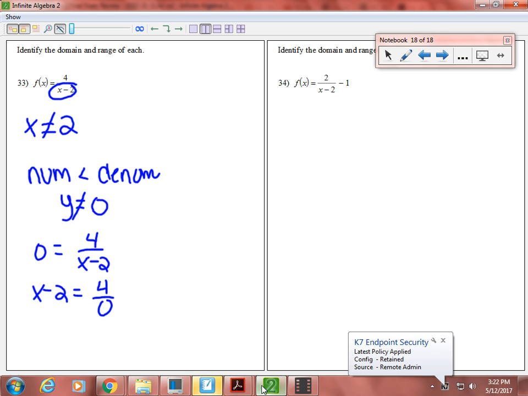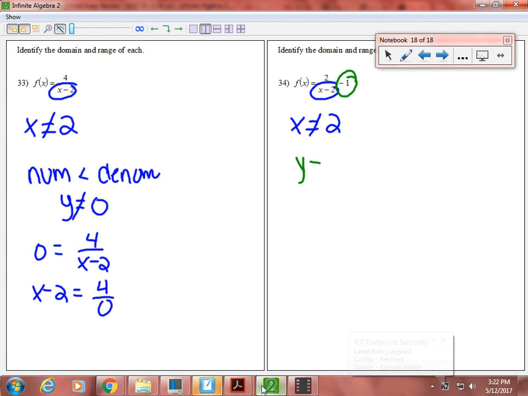34. So this one, my x value, x can't be equal to 2 because that would make it undefined. And my range deals with what's out here. So my range, my y value can't be -1 because remember it's the same on the outside.